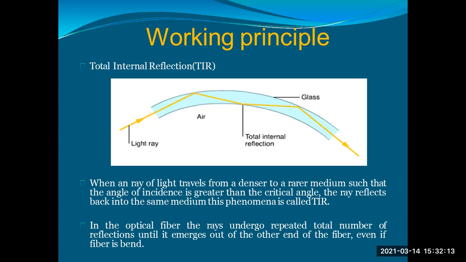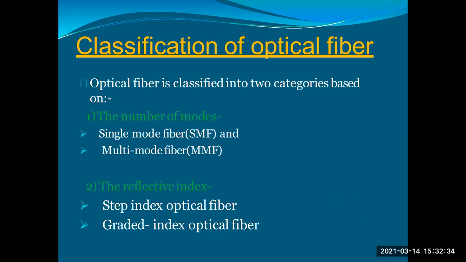You studied in the lower classes what the meaning of total internal reflection is. So in the optical fiber, the rays undergo repeated total internal reflections until they emerge out of the other end of the fiber, even if the fiber is bent. So that is the special phenomenon called total internal reflection, right? You studied this also, right?